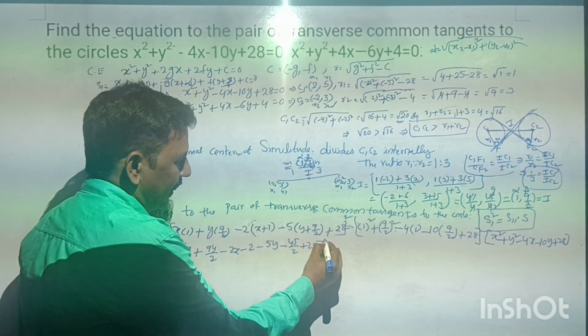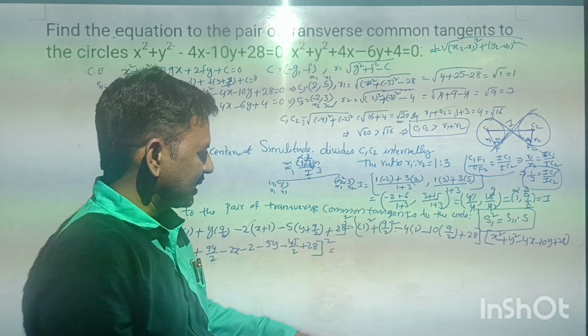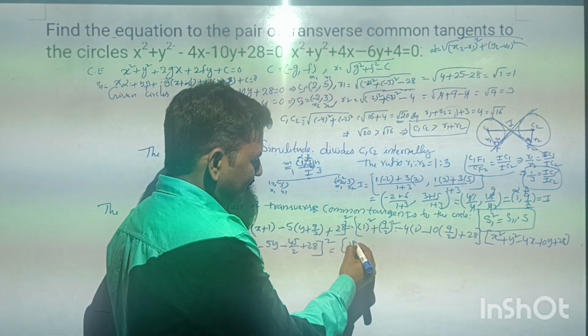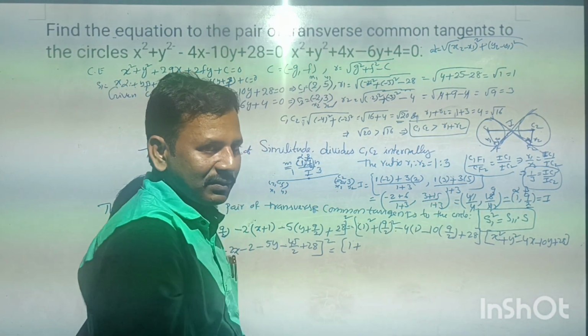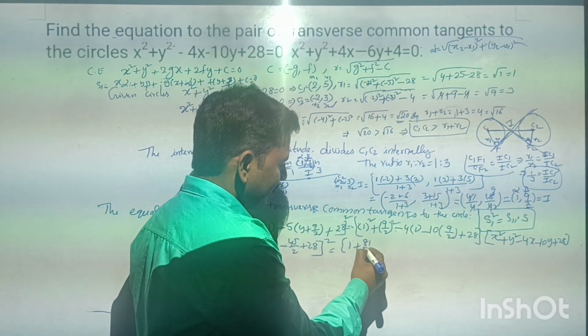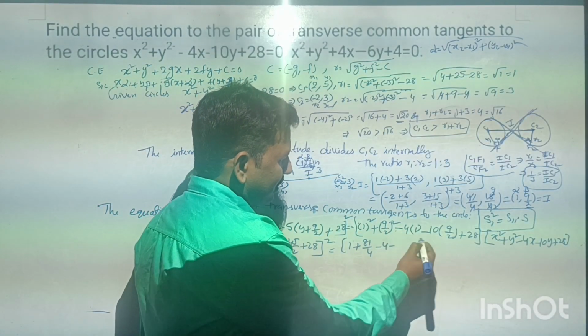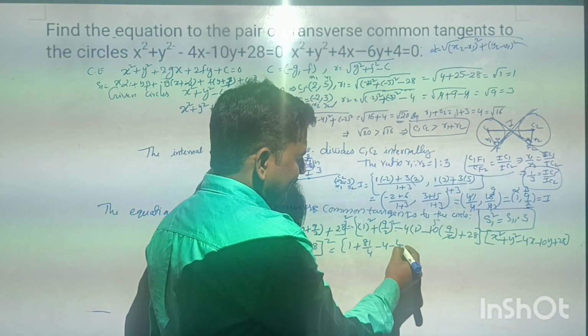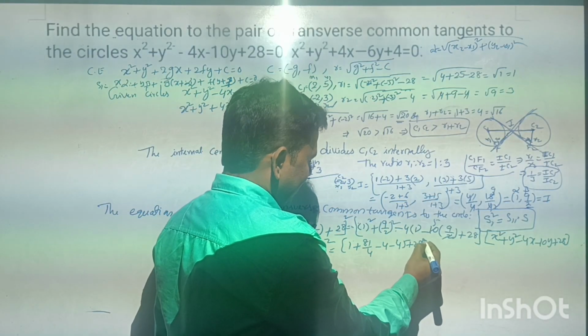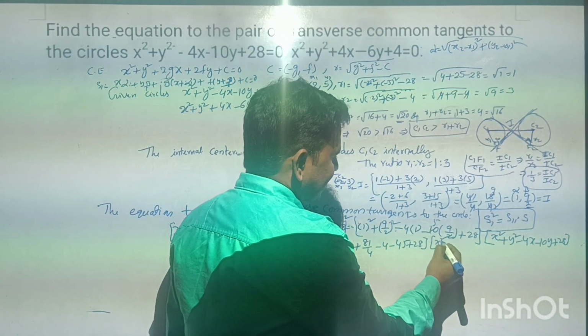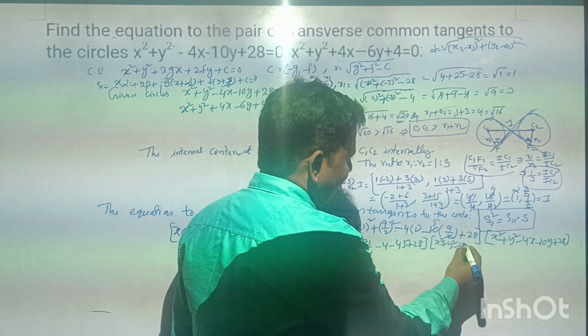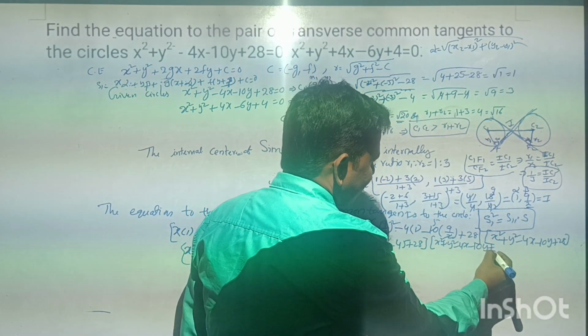S1 square equal to 1 square. 1 square means 1. 9 square means 81 by 4 minus 4. 2 1s are 2, 5s are minus 45 plus 28 equal to x square plus y square minus 4x minus 10y plus 28.